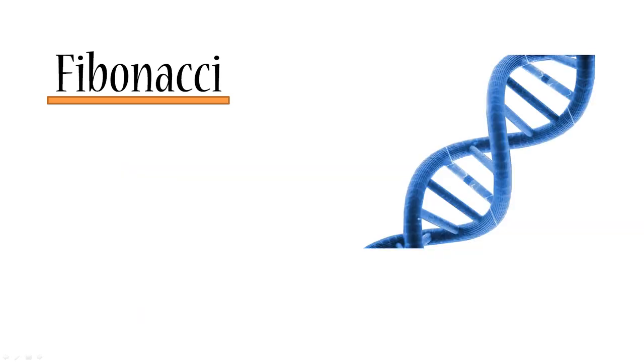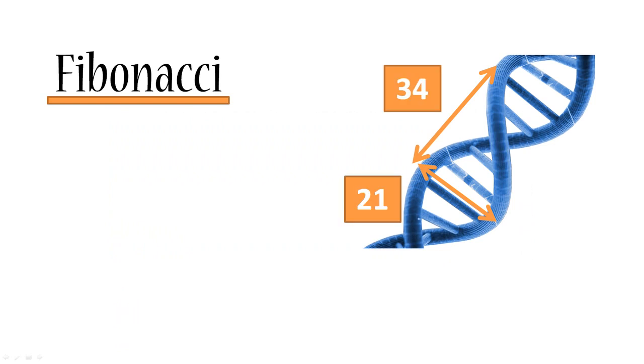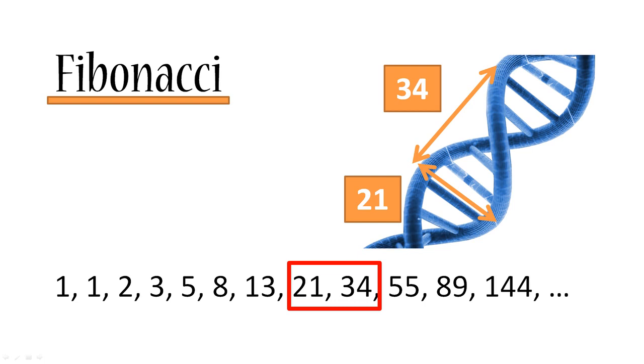If we measure its width and its length, then they will be exactly 21 angstrom and 34 angstrom, where angstrom is the unit of measurement for various little things. And if you recall, 21 and 34 are actually in our Fibonacci sequence. A coincidence? Maybe. But that's quite a lot of coincidences.